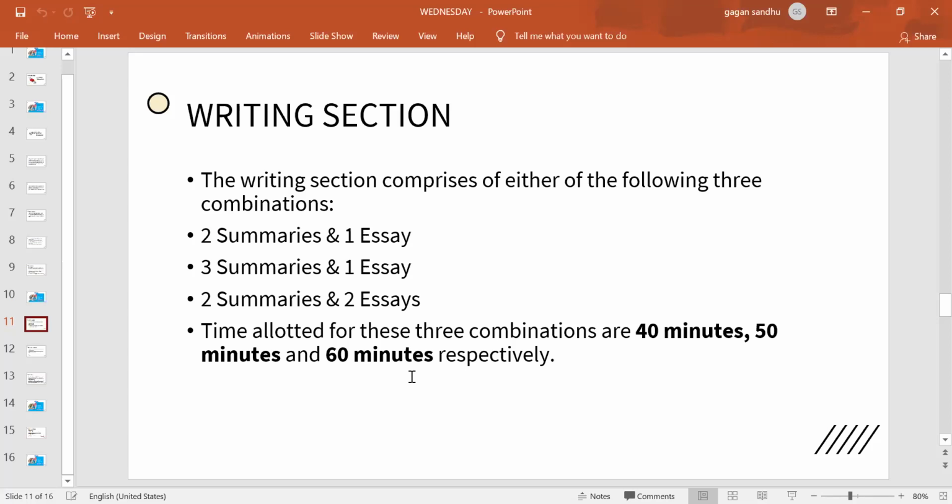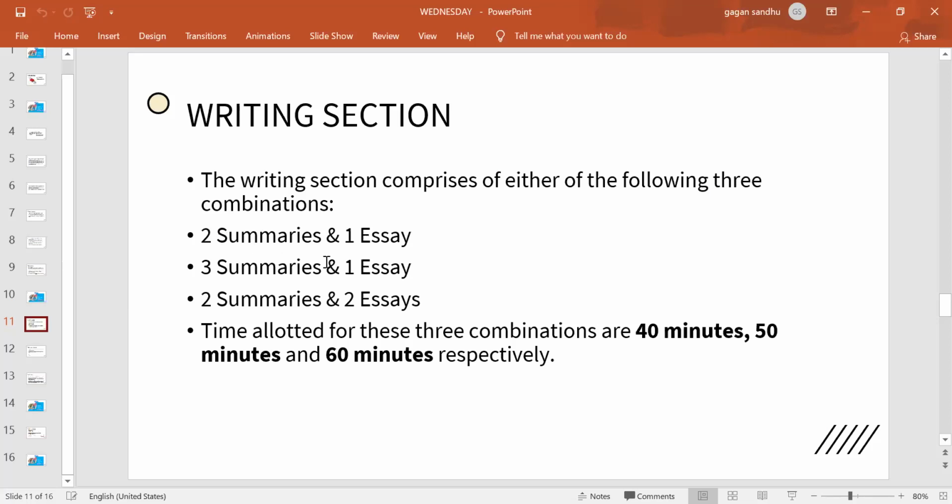Any of these combinations can be in your exam, depending on the setting of the exam for that respective day, and as per the combination, the timing also varies. If you get the first combination, the timing provided for the writing section will be 40 minutes, because each summary is 10 minutes and the essay is 20 minutes. The second combination has one extra summary, so 50 minutes. And the last combination has 2 essays, so 40 minutes for those, and 2 summaries at 10 each, 20 minutes, so 60 minutes respectively.